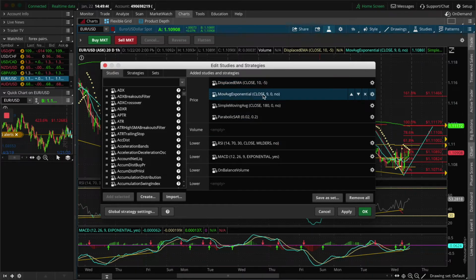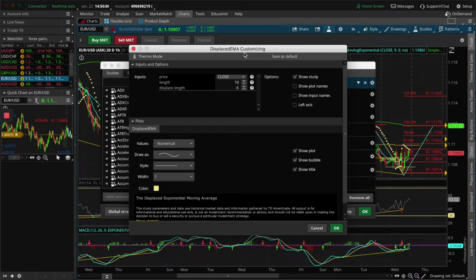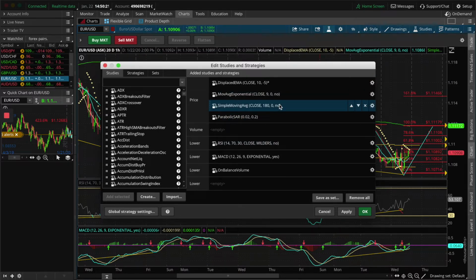So you can really just take these settings from right here. You want to put the displaced EMA here, the moving average exponential, the simple moving average, the parabolic SAR, the RSI, the MACD, and the on-balance volume. I'm going to open these up so you can see the settings, and then you can pause this video and apply those settings into your Think or Swim platform. So the next one, moving average exponential. We're going to open this.